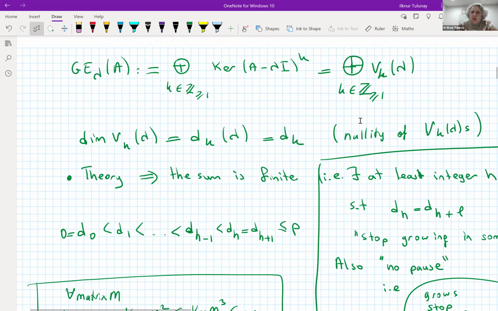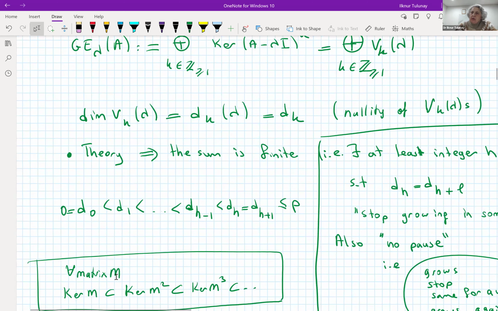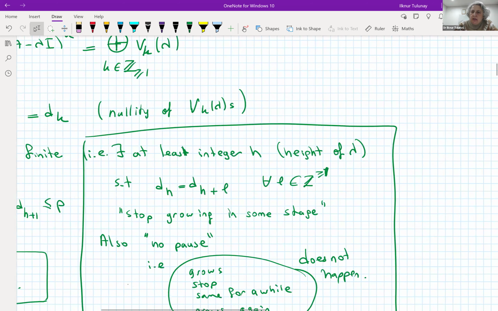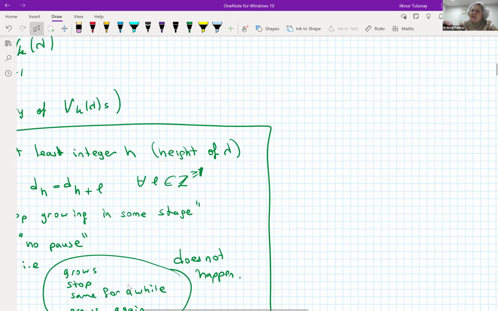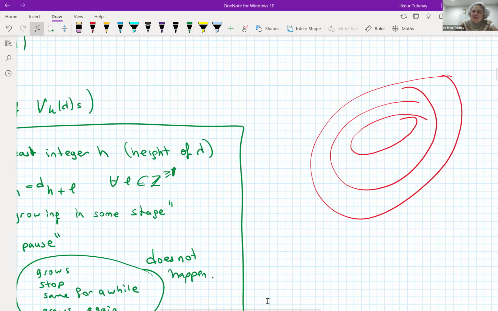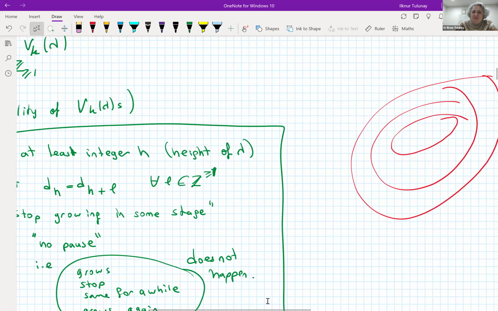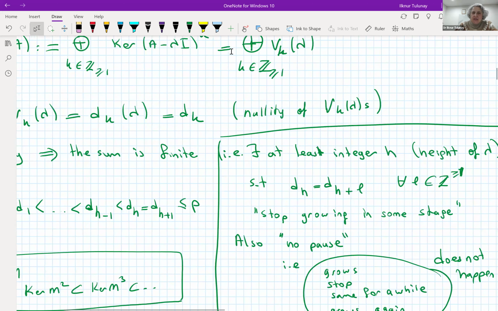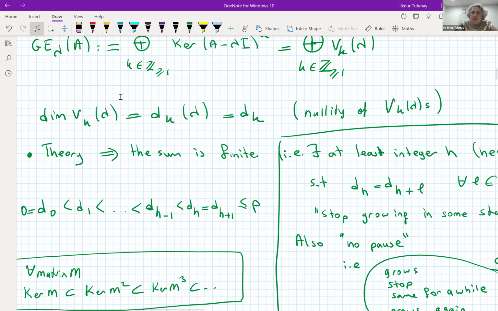So all these powers form a sequence, each inside the next. You can think of it as a circle inside a circle inside a circle. That's the key idea. This is why it works. This ends at some stage, and they are all included one inside another. Everything works with that idea.